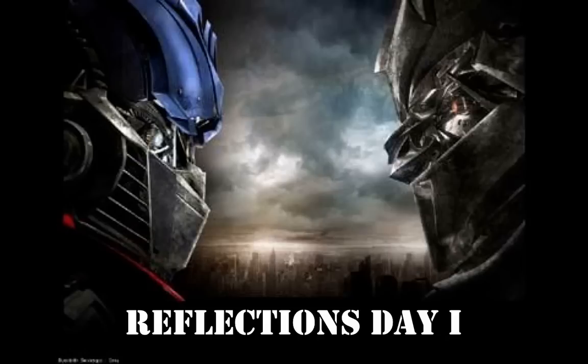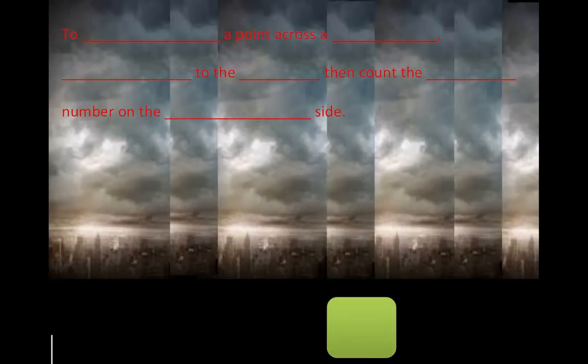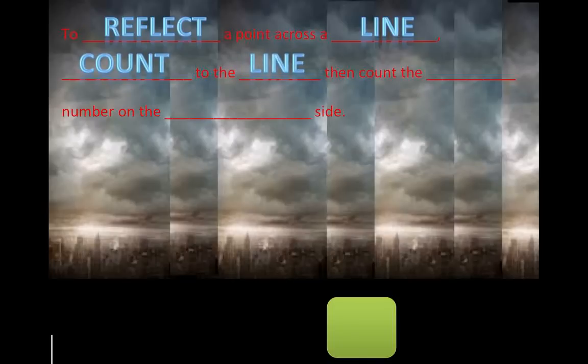So, reflections. To reflect a point across a line, count how many spaces it is to the line, then count the same number on the other side of whatever you're reflecting across. So you will be given an axis that you are reflecting across, or a line you're reflecting across a little bit later. You're going to count how many spaces it is from the point over to the line, and then you're going to count that same number straight across to the other side to get your image.